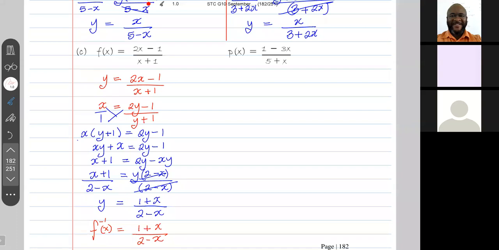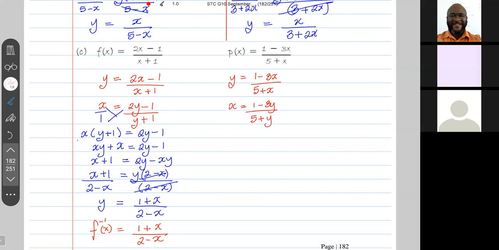All right, so p of x is equal to 1 minus 3x over 5 plus x, and we need to find the inverse. Let's go through the 4 steps again. Step 1, take out p of x and say y is equal to 1 minus 3x over 5 plus x. Now, step 2 is to interchange x and y. Wherever I see x, I'm going to put y. Wherever I see y, I'm going to put x. So x is equal to 1 minus 3y over 5 plus y.